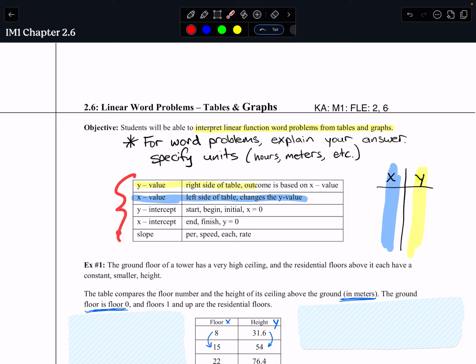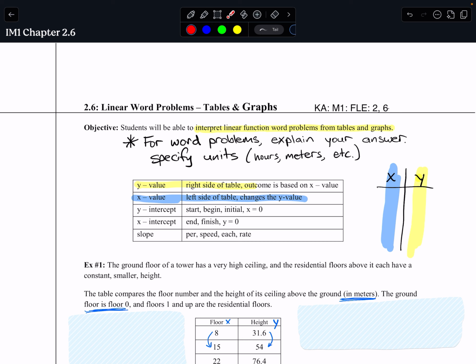So I have a table here. It's really just a reference for you to look at. The y value is going to be the right side of your table, or an outcome based on x. In a previous video, I let you know that y is called the dependent variable because it depends on x. X is going to be the left side of your table, and that is referred to as the independent variable. It's independent of y, but it has an effect on y.